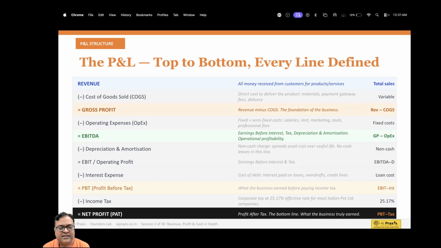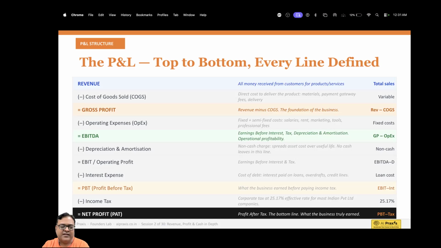But when you subtract, that's the second line, that's called the cost of goods sold. Okay, sometimes if you're selling services, it could be COS or cost of services, but let's keep it simple, COGS, cost of goods sold. It's the direct cost to deliver the product. It could be the material involved or the raw materials in making that product, payment gateway fees, delivery, all that. Okay, these are variables, please understand. And when you subtract COGS from revenue, what you get is called gross profit. So revenue minus COGS is the gross profit, and this is the foundation of business.